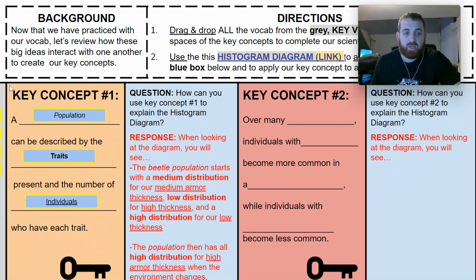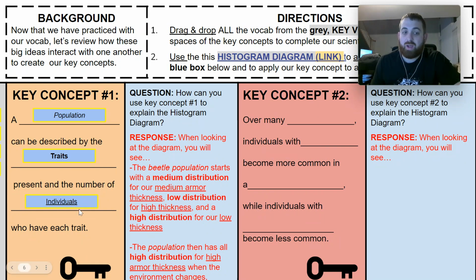So in key concept number one, we drag and dropped our different words like we always do, and we created the key concept that says a population can be described by the traits present and the number of individuals who have each trait. So when looking at the diagram, you'll see the beetle population, so that's our population, starts with a medium distribution of our medium armor thickness.